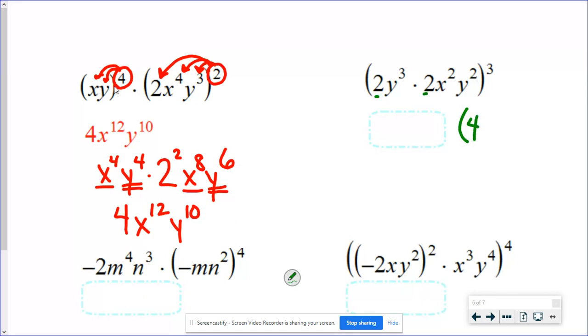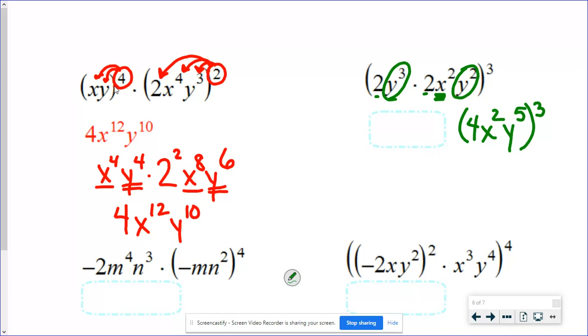Then, again, I'm going to go alphabetically. X's, I just have these x's right here, so x squared. But for y's, I've got a y to the 3rd and a y to the 2nd, which gives me y to the 5th. This is all still to the 3rd power.